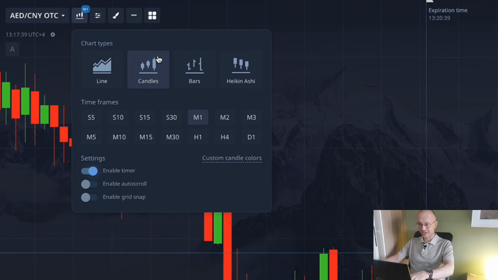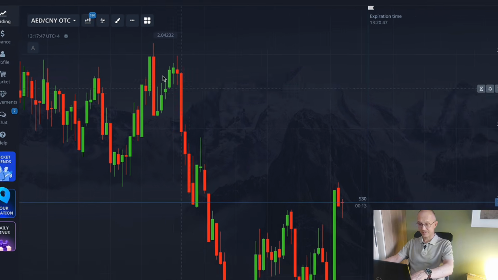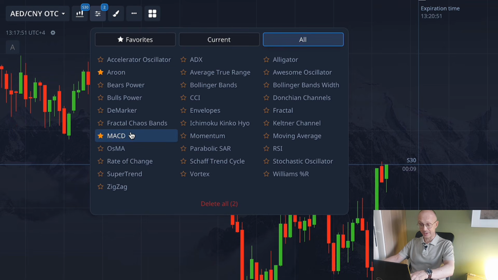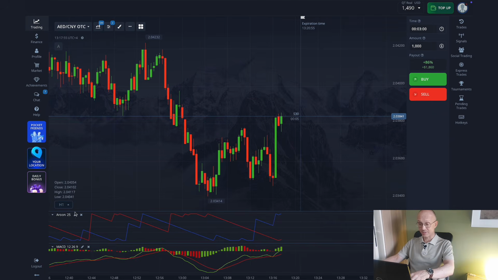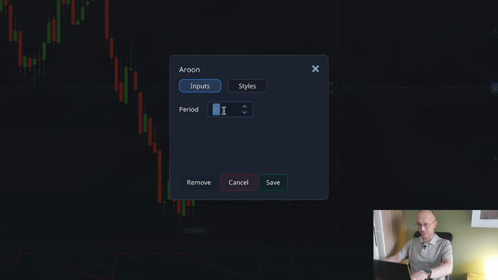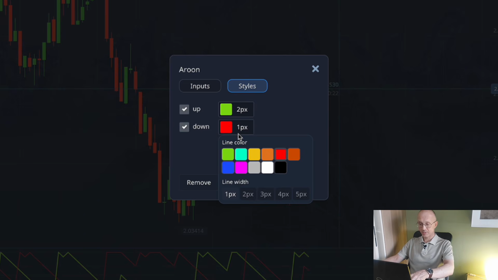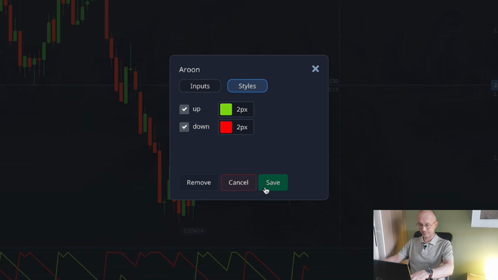I choose classic candles and the time frame is 30 seconds. Let's go to the Indicators tab and select the ARUN and the MACD. Let's configure the ARUN indicator first. Set period to 10, go to Style, set up to green and set the width to 2. Set the width of down to 2 and save.